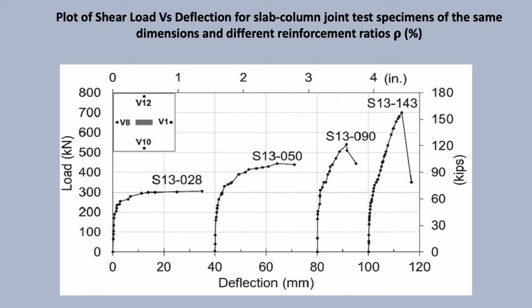Specimens S13-090 and S13-143 failed by punching shear. We also see that the strength increased as the reinforcement ratio increased.